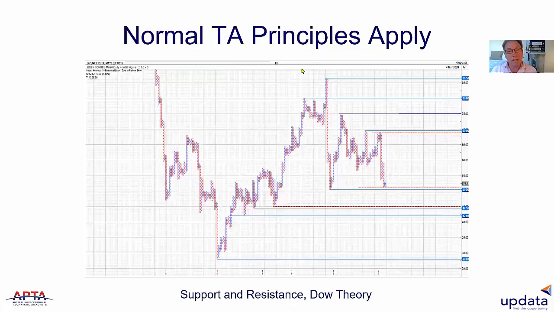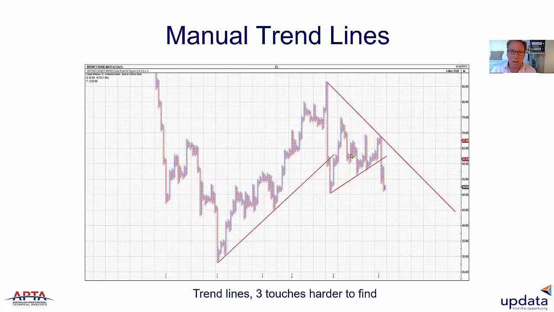So the normal TA principles apply. Resistance and support are really important. All the Dow theory, you use that on the charts. And you can draw trend lines on manually, but we'll come to see that the 45-degree lines are really, really key.